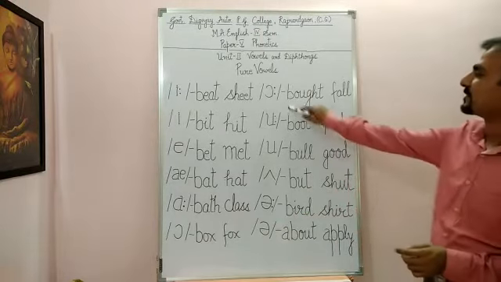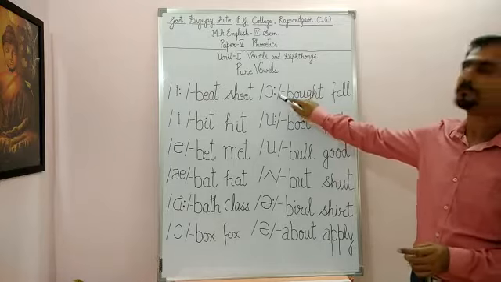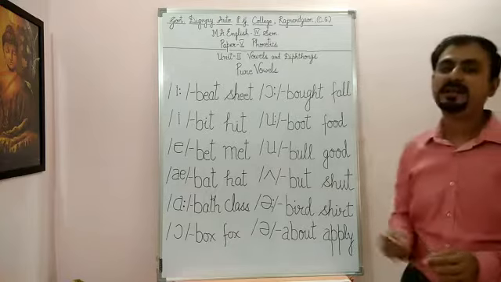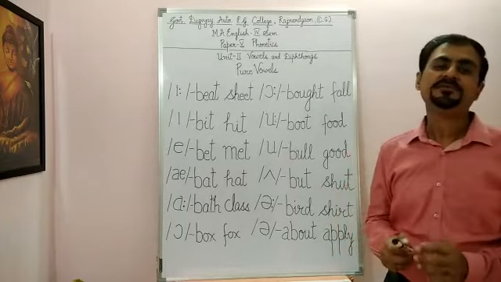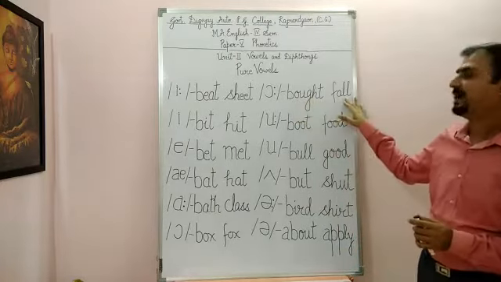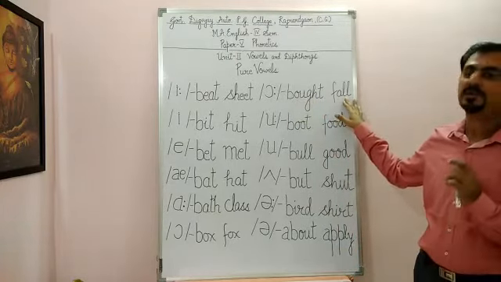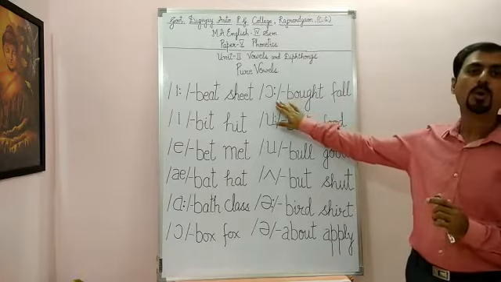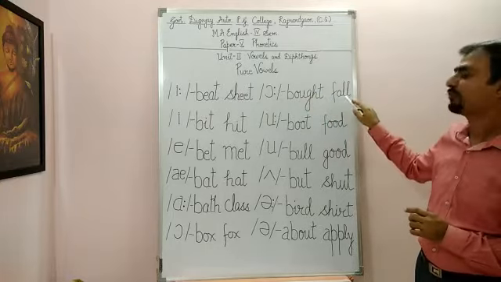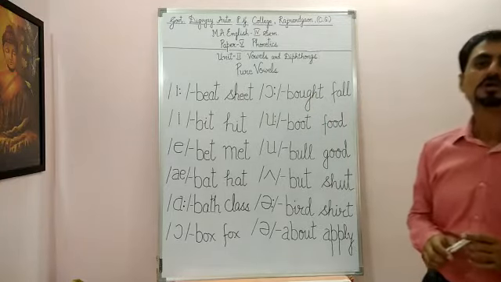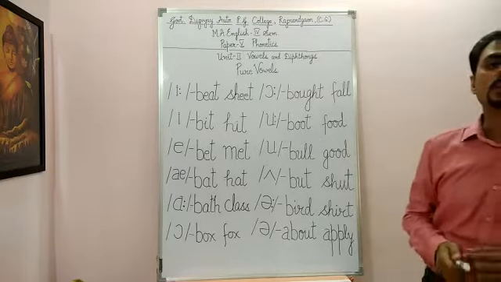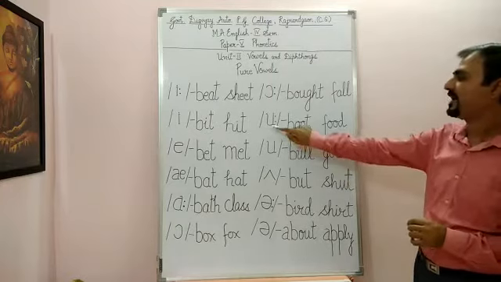Next comes the long vowel /ɔː/. B-O-U-G-H-T, bought. F-A-L-L and A-L-L. These words are generally pronounced as bought and fall, but to be very precise, it is long /ɔː/, as in boat, fort, throat, and all.